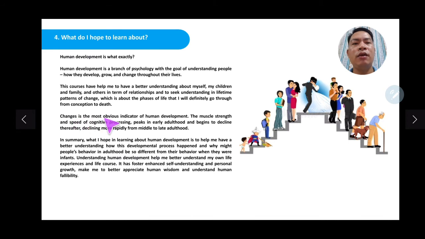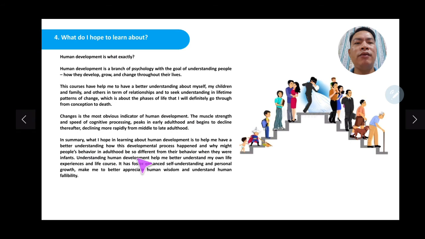Change is the most obvious indicator of human development. Muscle strength and speed of cognitive processing peak in early adulthood and begin to decline thereafter, declining more rapidly from middle to late adulthood. In summary, what I hope to learn about human development is to help me have a better understanding of how this developmental process happens and why people's behavior in adulthood might be so different from their behavior when they were infants.